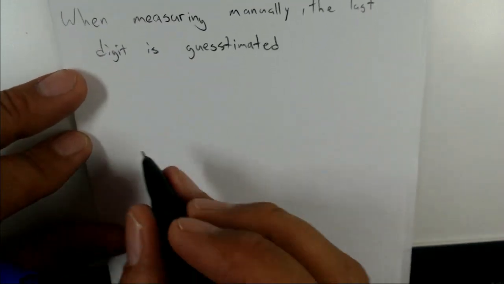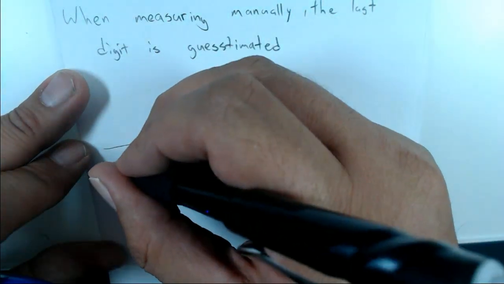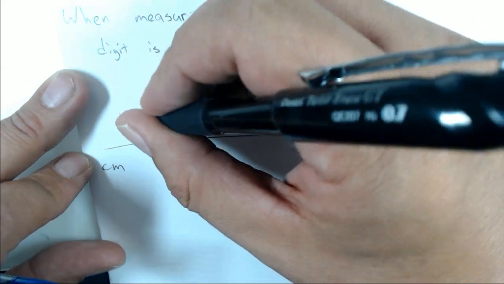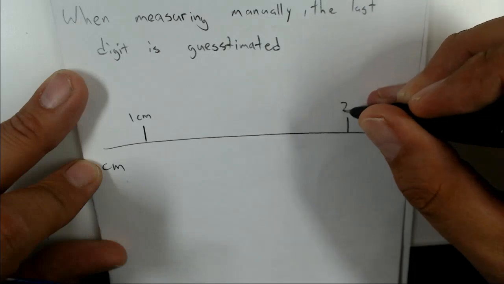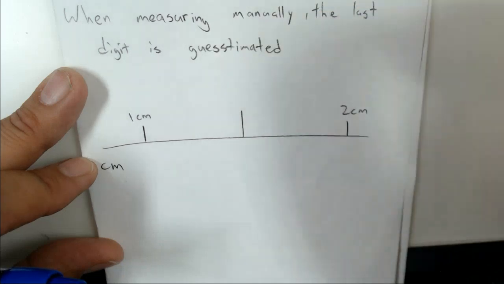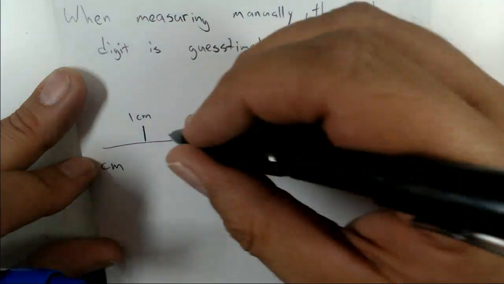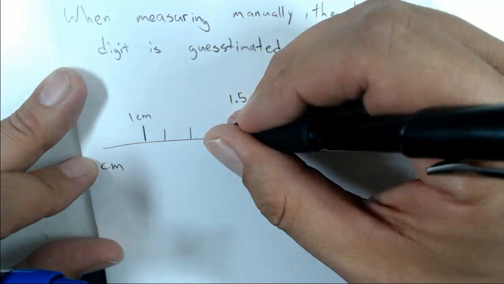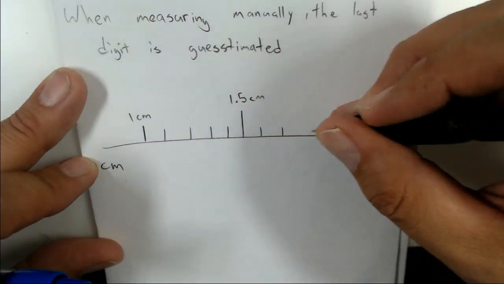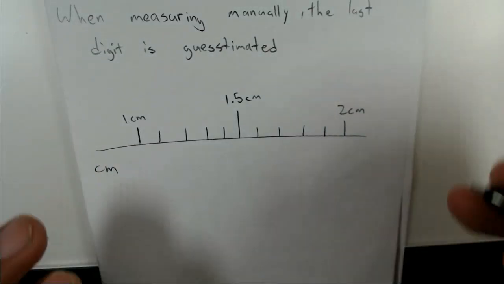So the example I want to give here is, imagine we have a ruler, and let's say it's measuring in centimeters. Suppose we are looking between 1 centimeter and 2 centimeters, and I want to put a few notches in here, so let's say that this notch right here, the ruler reads to be 1.5. So 1.1, 1.2, 1.3, 1.4, and then 1.6, 1.7, 1.8, 1.9.